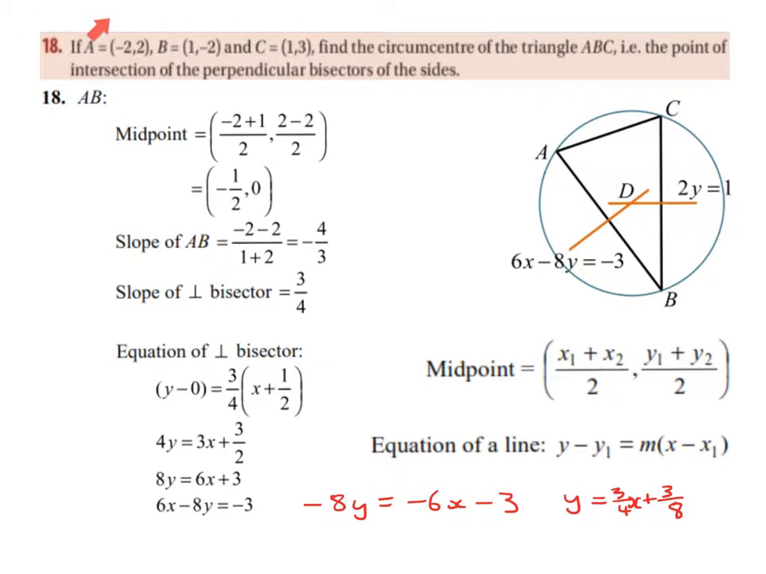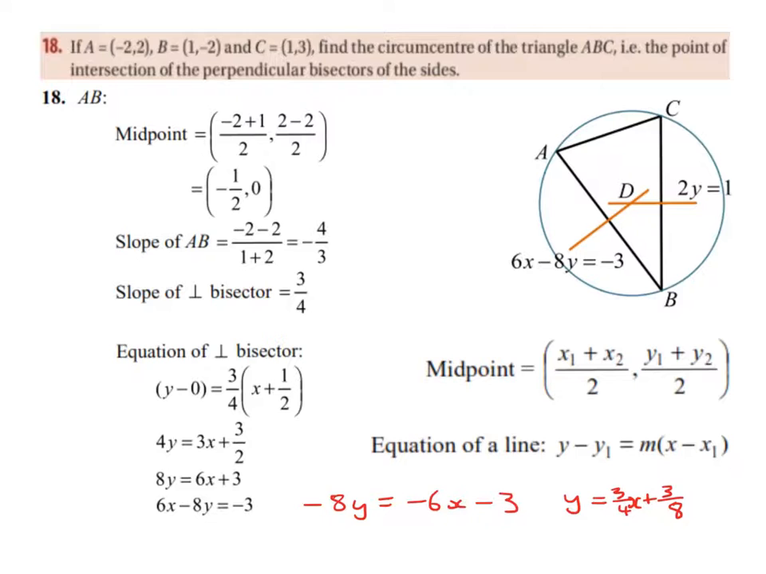If A equals (-2, 2), B equals (1, -2), and C equals (1, 3), find the circumcenter of the triangle ABC, i.e. the point of intersection of the perpendicular bisectors of the sides.